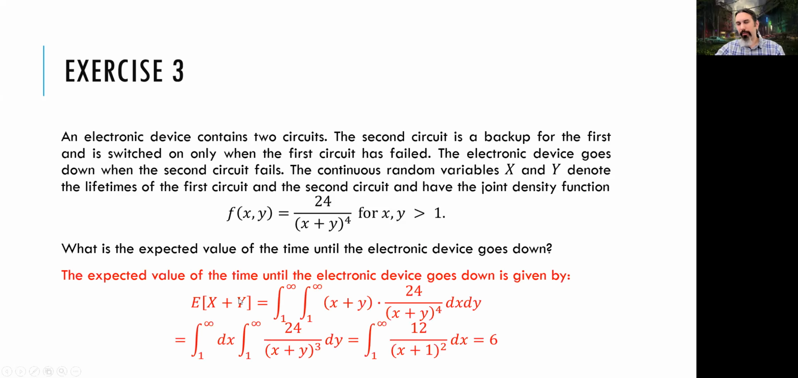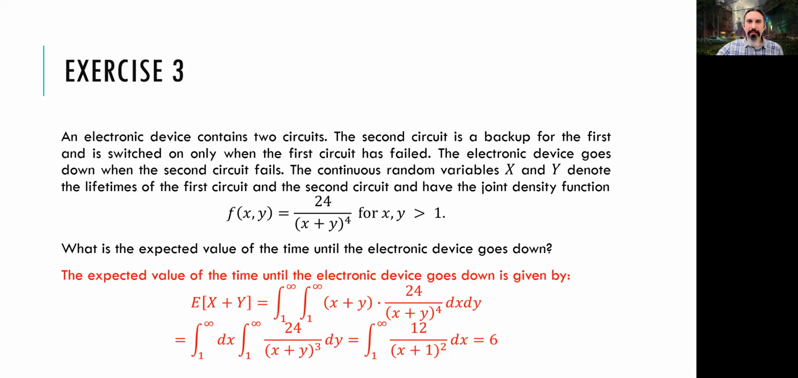To find the expected value of x plus y, all I have to do is integrate this joint function with x plus y as a multiplier, like this. We're going to take x and y limits from 1 to infinity. After you integrate this, which is not easy, by the way, and will take at least 5, maybe 10 minutes by hand, you find 6. So the expectation of x plus y is 6.